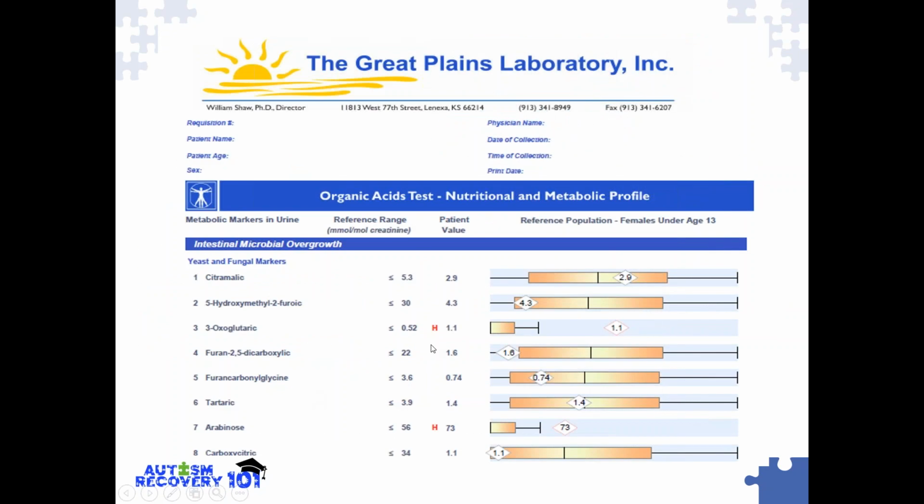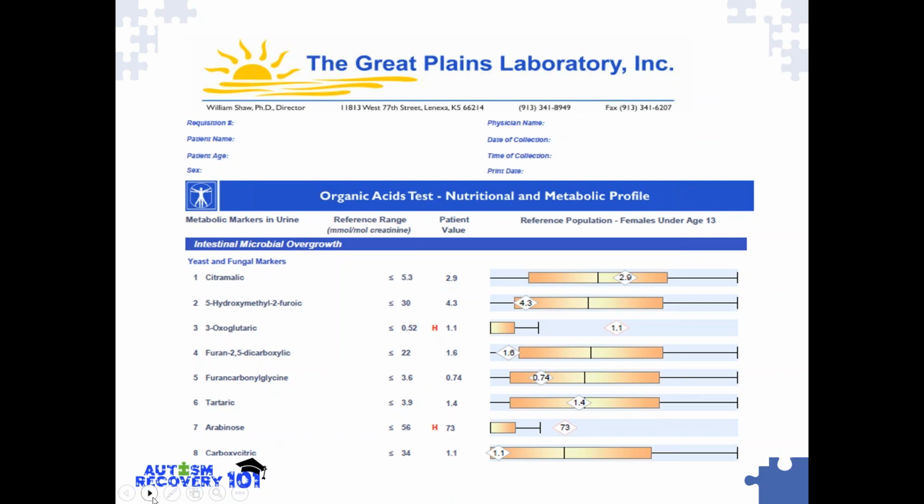So let's get into the talk here a little bit. Let's talk about yeast candida. So remember, the first page of the organic acid test is looking at candida toxins, and then the most common one is arabinose. Now, it's quite common, okay?